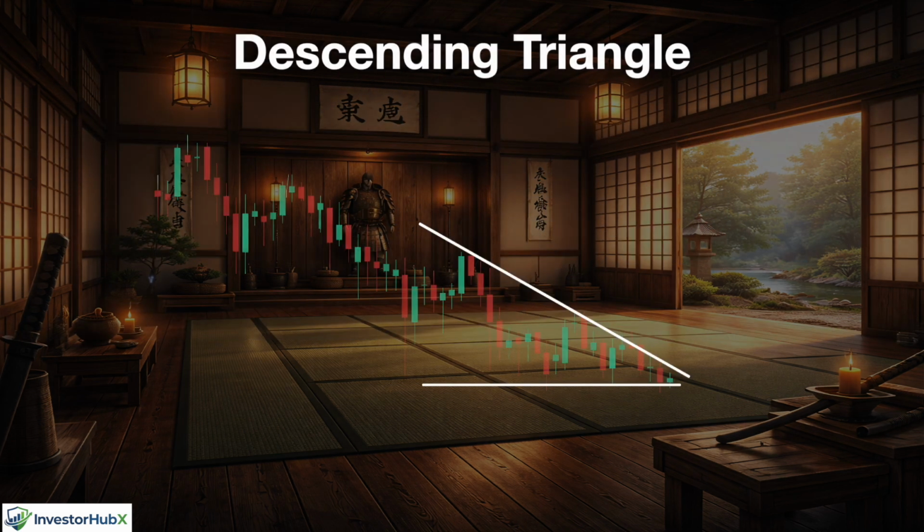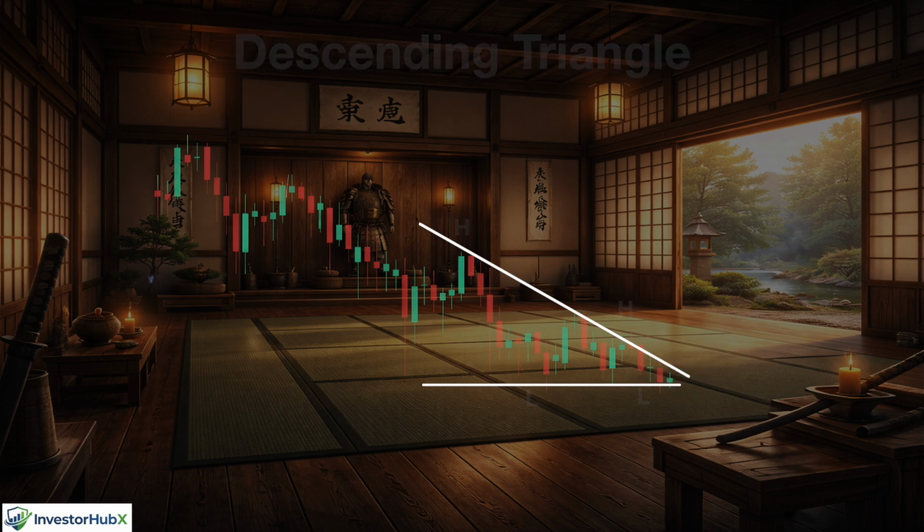Now let's look at the descending triangle. At the bottom, price forms equal lows, creating a strong support level. At the top, price forms lower highs, showing increasing selling pressure. Sellers are stepping in earlier, each time price tries to move higher. This creates a compression zone. While the descending triangle is often seen as bearish, it is not truly bearish until the breakout happens. A break below signals continuation to the downside, but a break above can signal a reversal.